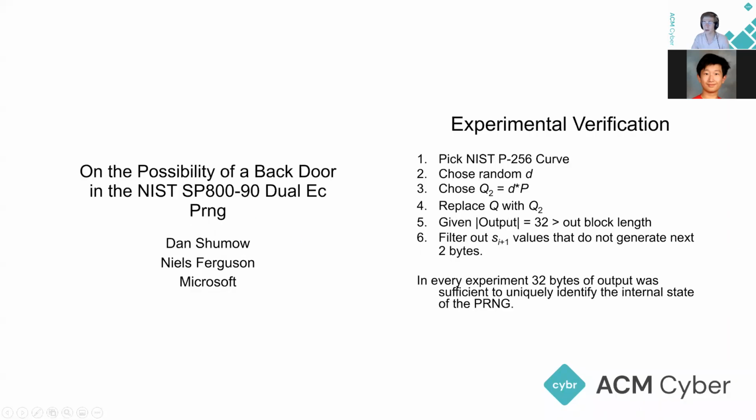It was first brought to public attention by a couple of researchers from Microsoft that published a presentation, these are the actual slides from it, on the possibility of a backdoor in the NIST Dual EC PRNG, right? They did some experimental verification where they created their own P and Q values such that they were multiples of each other. Then, given a large enough sample size of numbers coming from this random number generator, with only 32 bytes of output, they were able to correctly identify the internal state of the pseudo-random number generator.